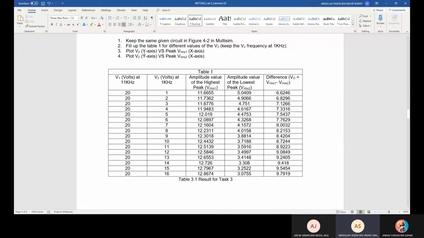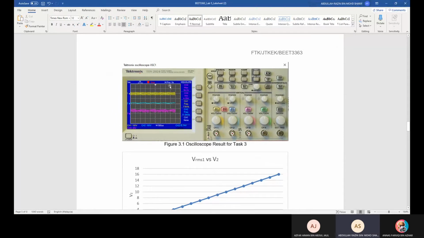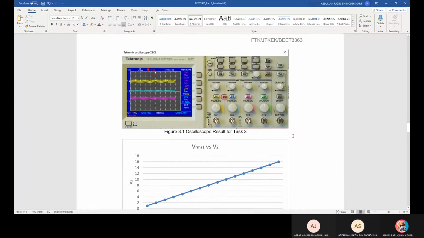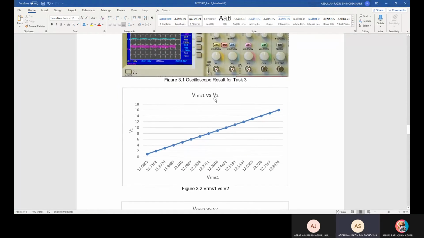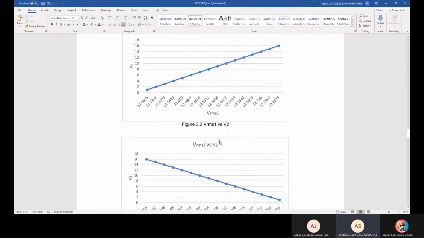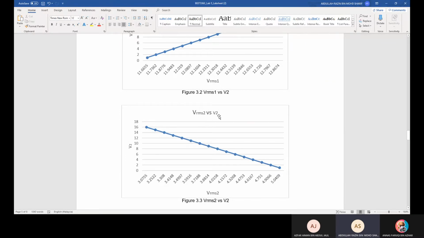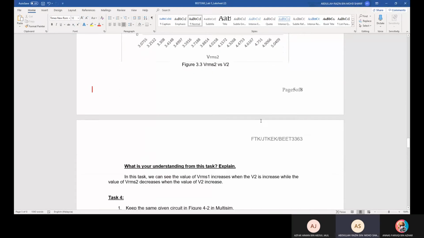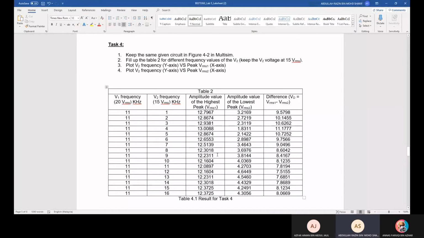For the next one, we plot the graph for V2 versus peak VRMS1. This is the result that we get from the oscilloscope. And this is the graph for VRMS1 versus V2. As you can see, the value of VRMS1 increases with the value of the voltage at V2. And the second graph is VRMS2 versus V2. As you can see, the value of VRMS2 decreases as the voltage decreases.